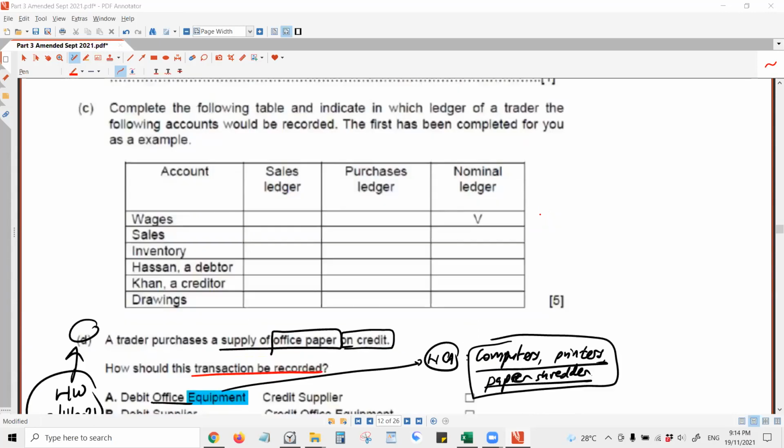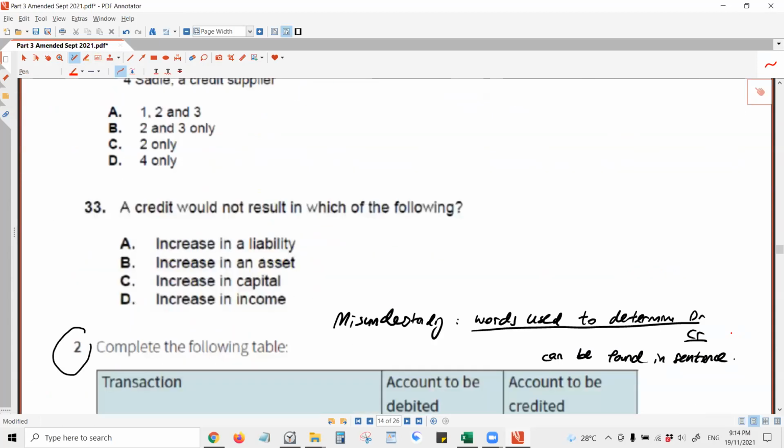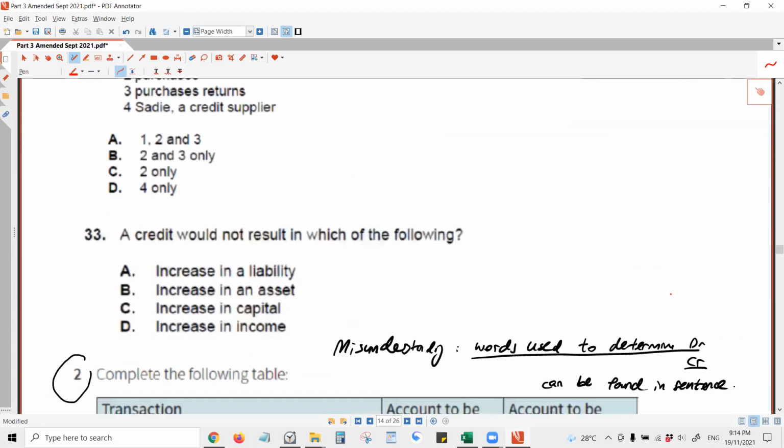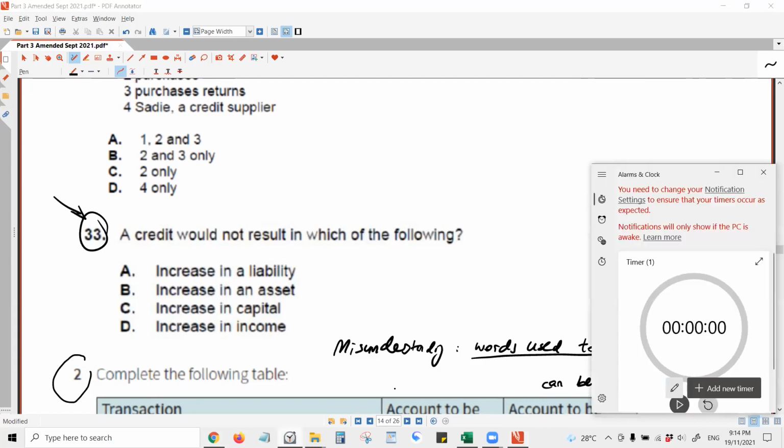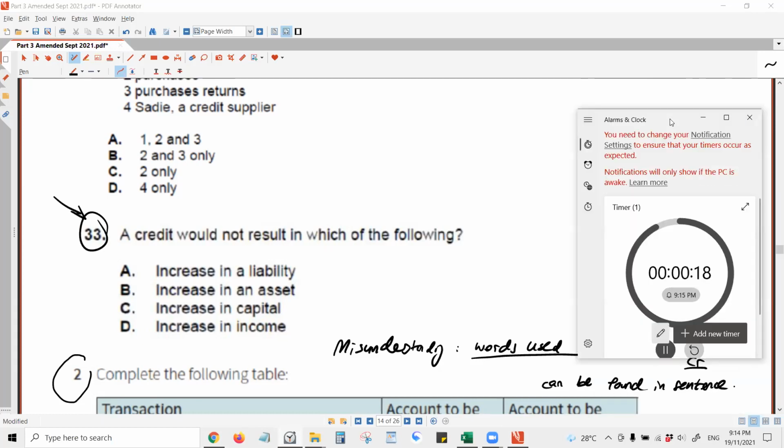Next, you go to page 41, question 33. This one, I think you just need 20 seconds. Begin, and then you tell me your choice. Okay, good. All of you have answered.